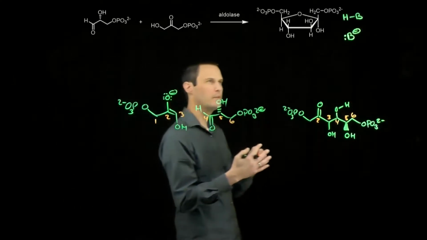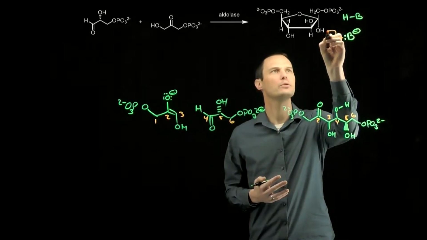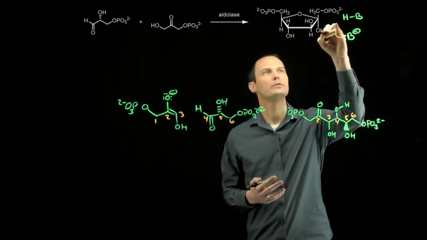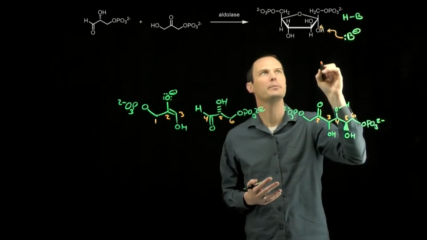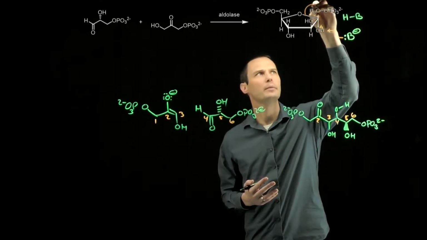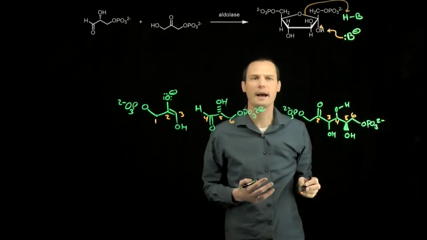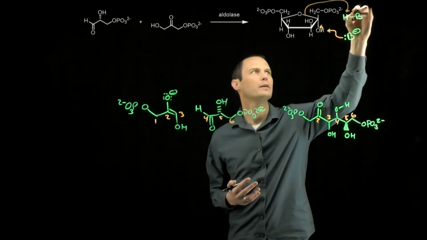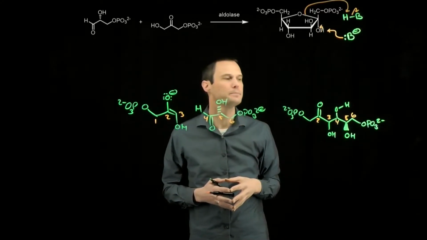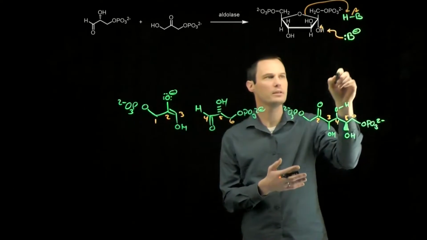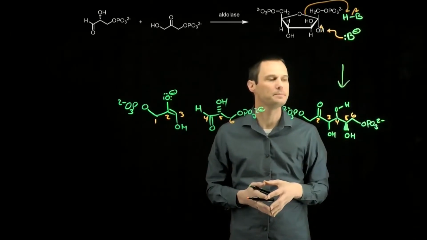So the first step of this backward mechanism will be for the base to remove this hydrogen. That's going to break the OH bond and form a carbon-oxygen pi bond. That's going to break this carbon-oxygen bond and use those electrons to attack this hydrogen. That will break that hydrogen-base bond and will protonate that oxygen. That gets us back to this acyclic intermediate.